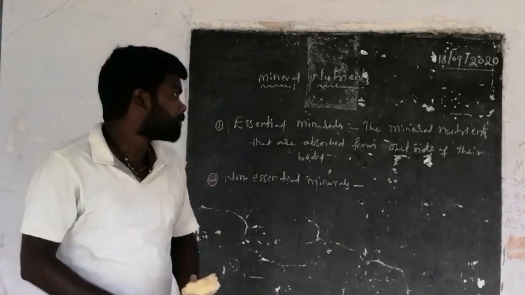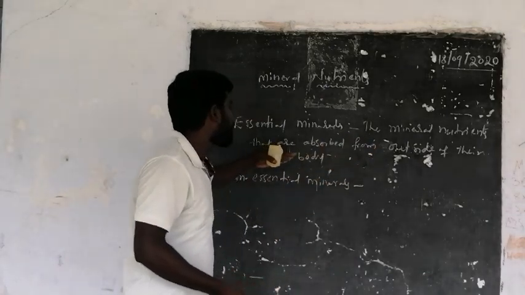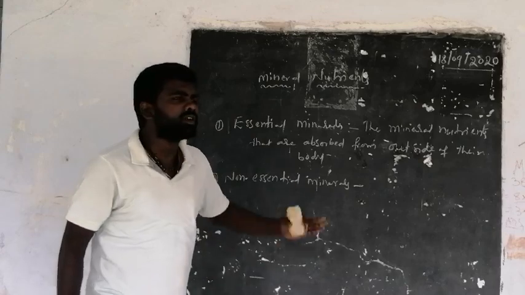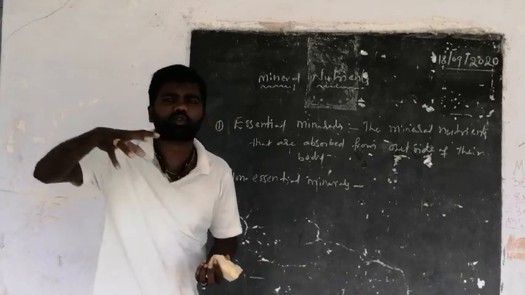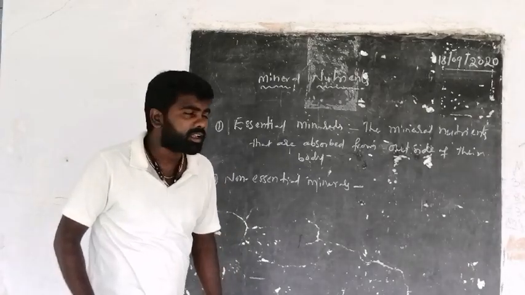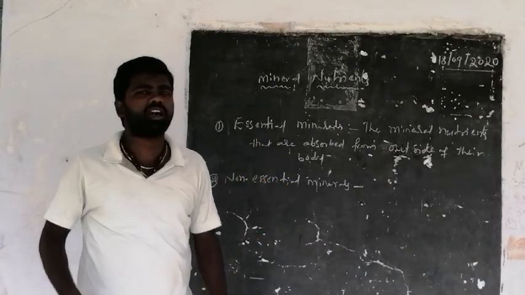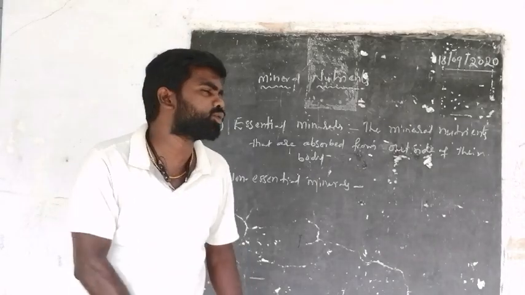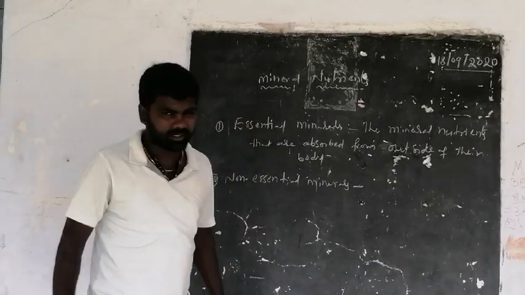The mineral nutrients that are absorbed from outside of the body of plants, meaning those absorbed from the soil and those absorbed from the atmosphere, are the required mineral nutrients, the essential mineral nutrients for the plants.